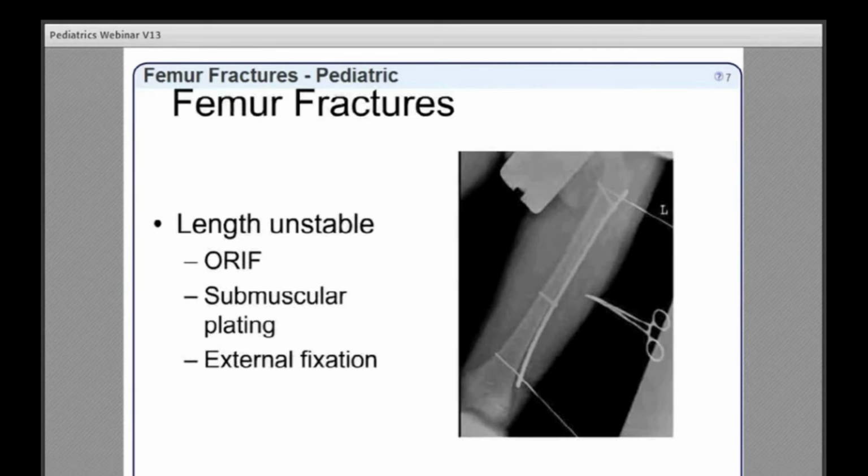So this is an example of a submuscular bridge plate, which is one of the options for a length unstable fracture. Length unstable fractures are those with comminution or a large oblique fracture pattern. And these typically are treated with open reduction internal fixation with plating, minimally invasive or submuscular plating, as well as possibly external fixation, and occasionally in the upper ends of this age range or in the larger children with reamed rigid intramedullary nails that have a trochanteric starting point.